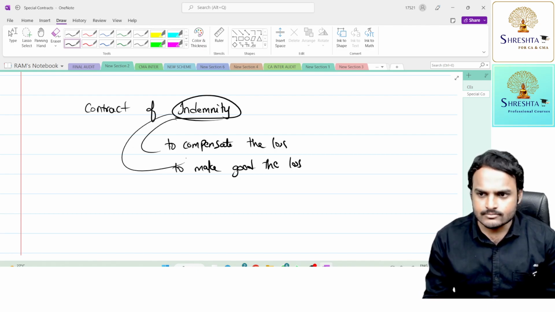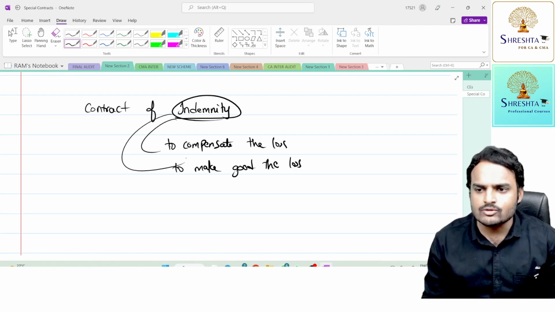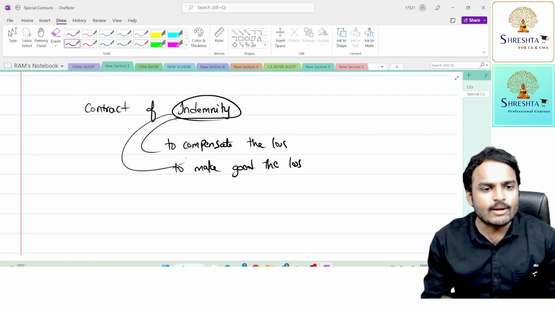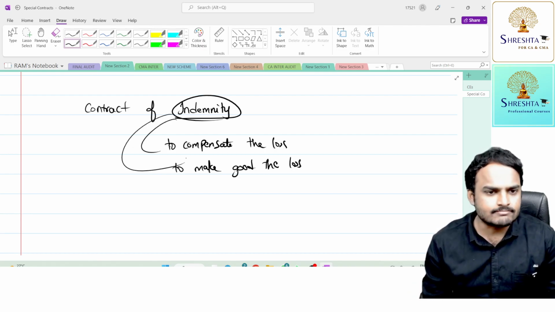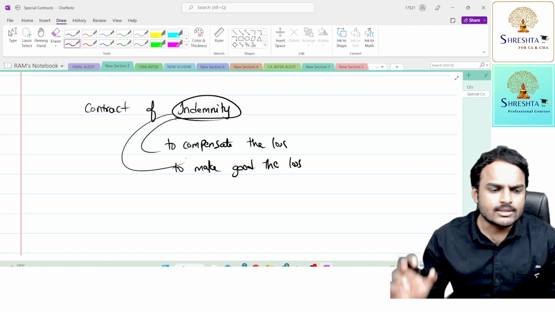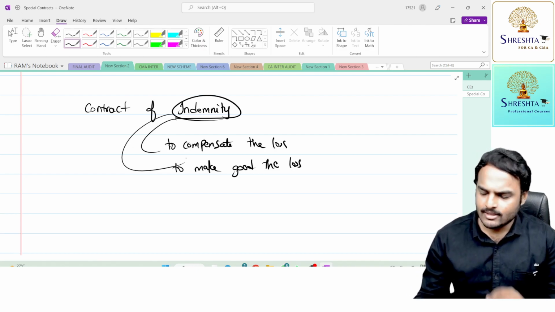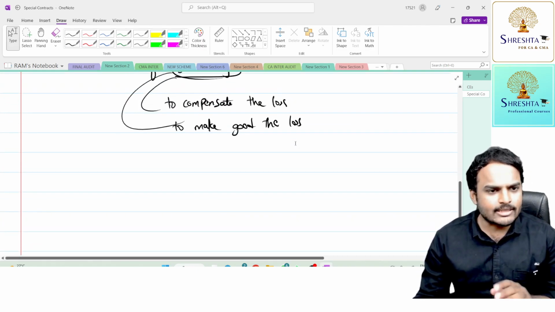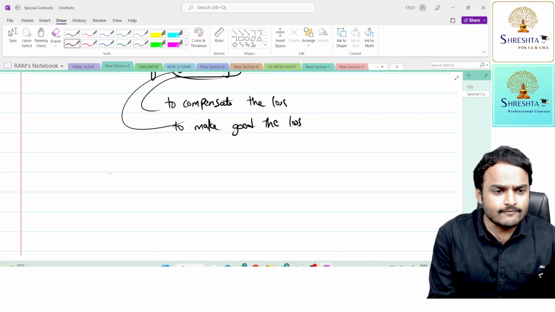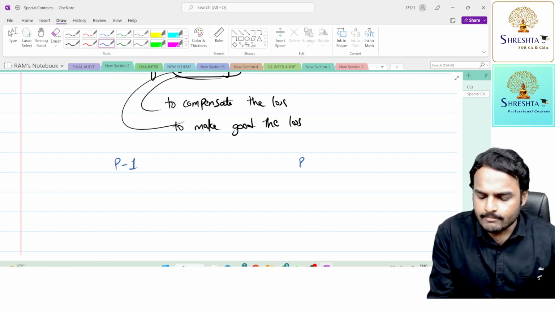Understood? I'll tell you one more time. Indemnity is a contract by which one party promises to save the other from loss caused by the conduct of the promisor himself or by the conduct of a third party. You didn't get it? Let me give a pictorial presentation of the definition, and then we'll discuss a few examples. For a contract, how many parties are required? Two parties: party 1, party 2.